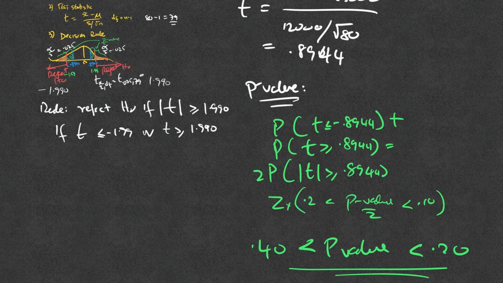So the decision rule, in terms of p-values, is that if your p-value is smaller than your alpha, you will reject the null hypothesis. If the p-value is larger than your alpha, you will not reject the null hypothesis. Remember, our significance level alpha is 5%. This p-value is between 40 and 20%, so it's much bigger. So we will not reject the null hypothesis. You get exactly the same answer, but one looks at it in terms of probabilities, the other one looks at it in terms of the critical values, right? The exact same answer.